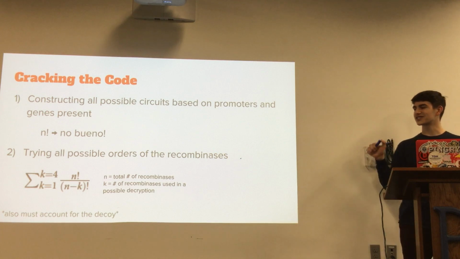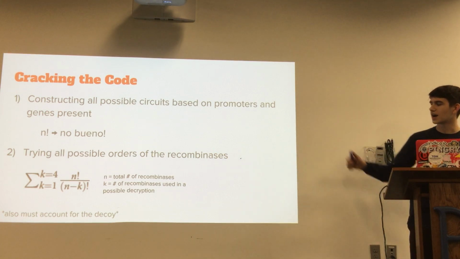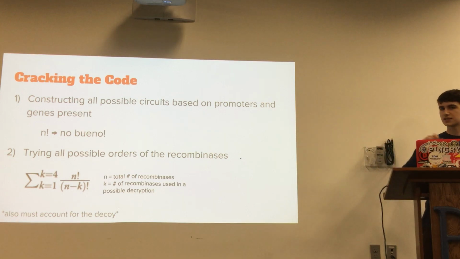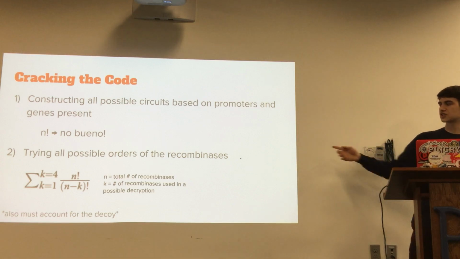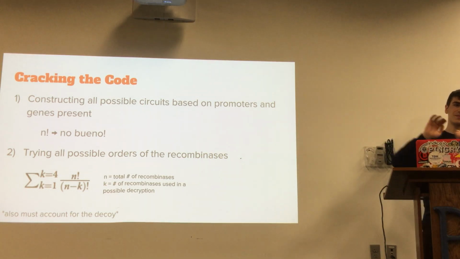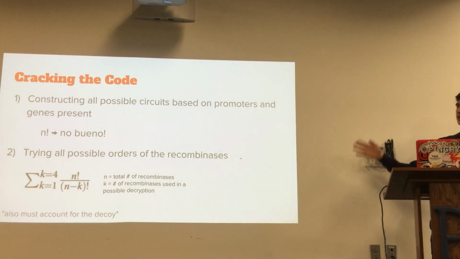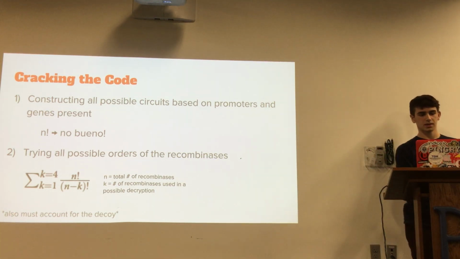And I don't actually understand the math, but essentially you're taking the number of recombinases and the number of recombinases used in possible decryptions, because remember, you don't know how many and where they're using it. But essentially you're summing all of the permutations up. That's the permutation function. But you don't really need to know the math. Essentially, just know that this is the complexity of cracking it, and it's pretty difficult to do.